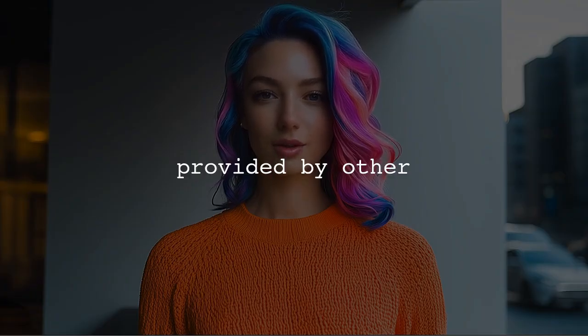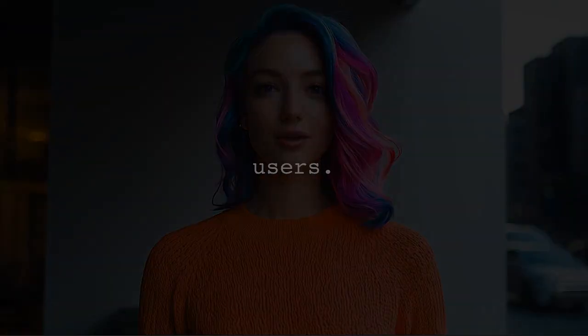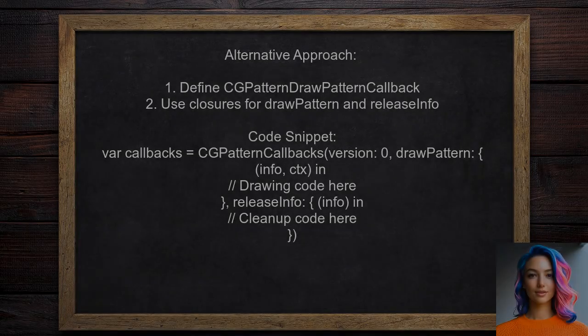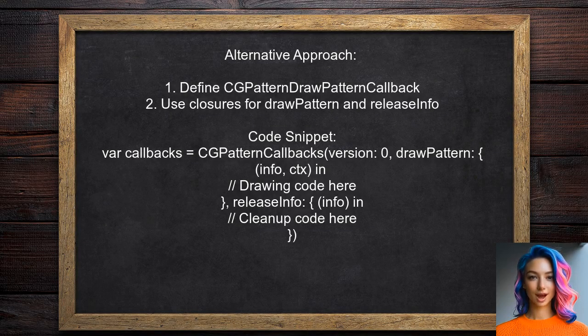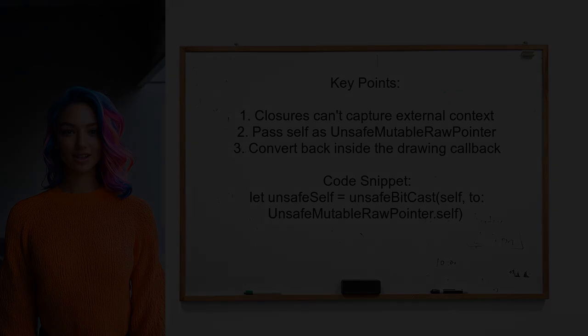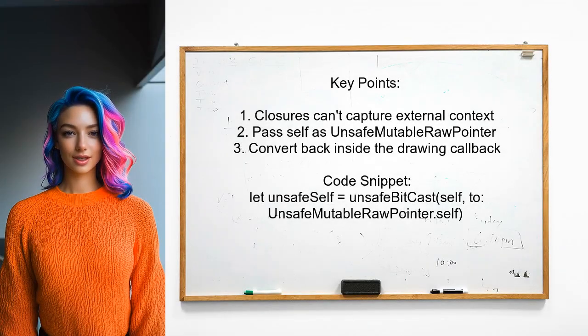Now let's look at the answers provided by other users. An alternative approach involves using the CGPattern draw pattern callback closure. This closure takes two parameters, info and CGContext. You can define the callbacks with a drawing function that uses the info parameter to access your class instance. It's important to note that these closures cannot capture external context.